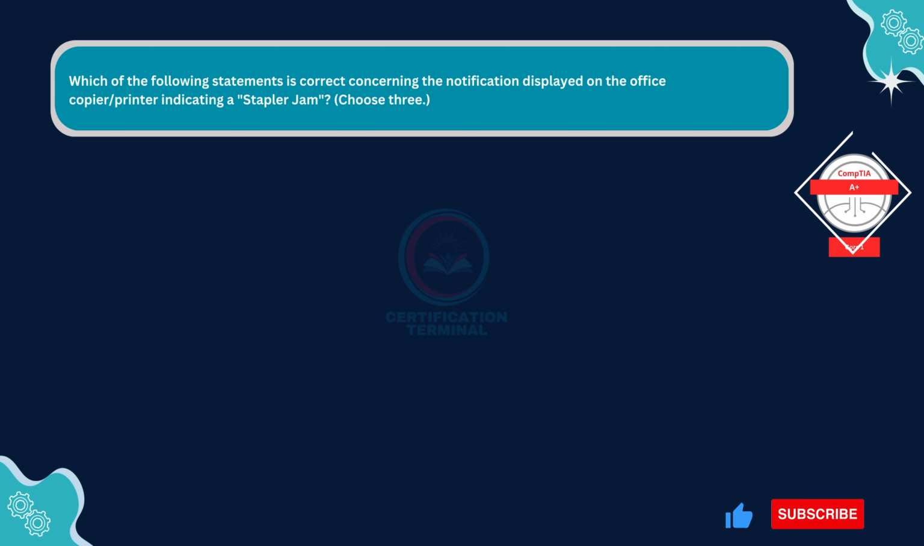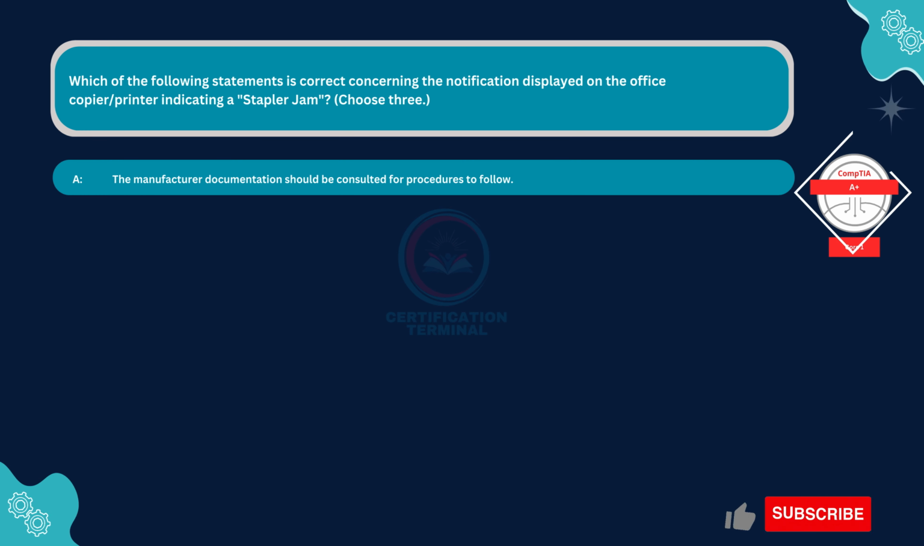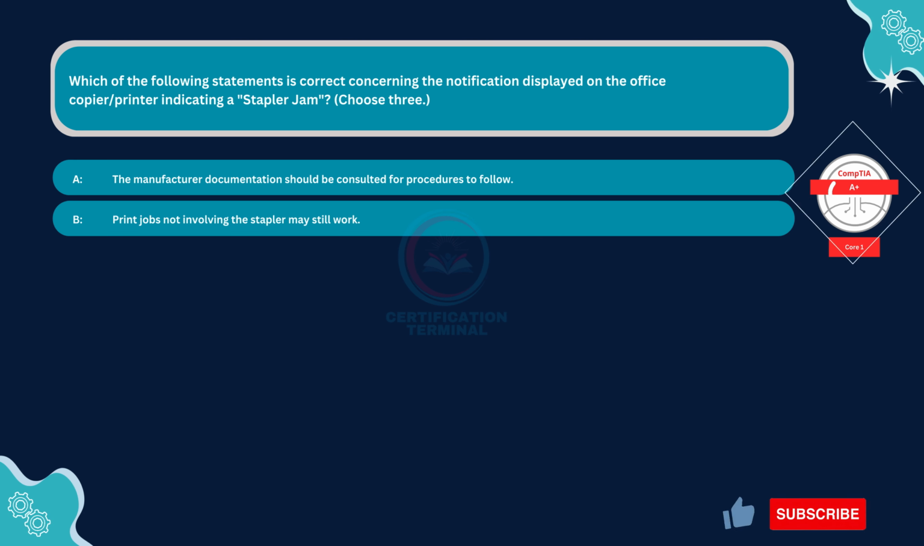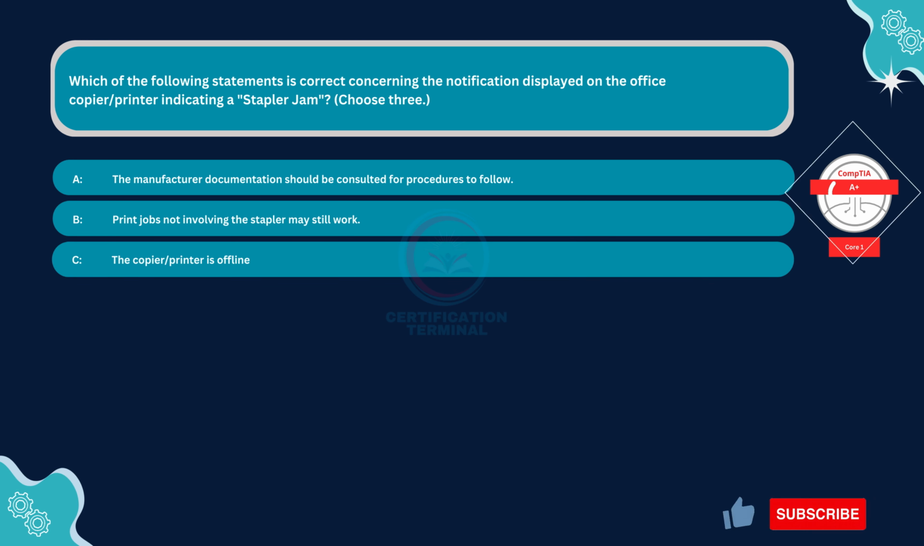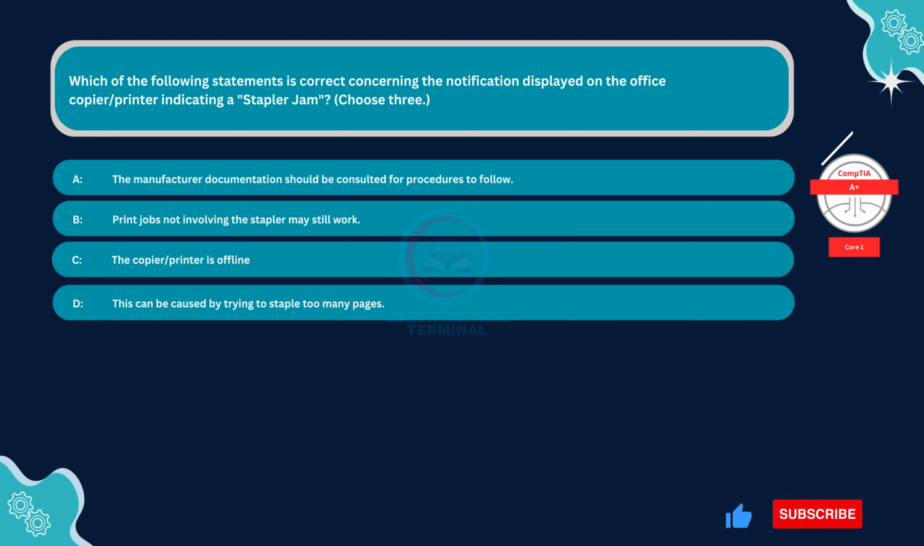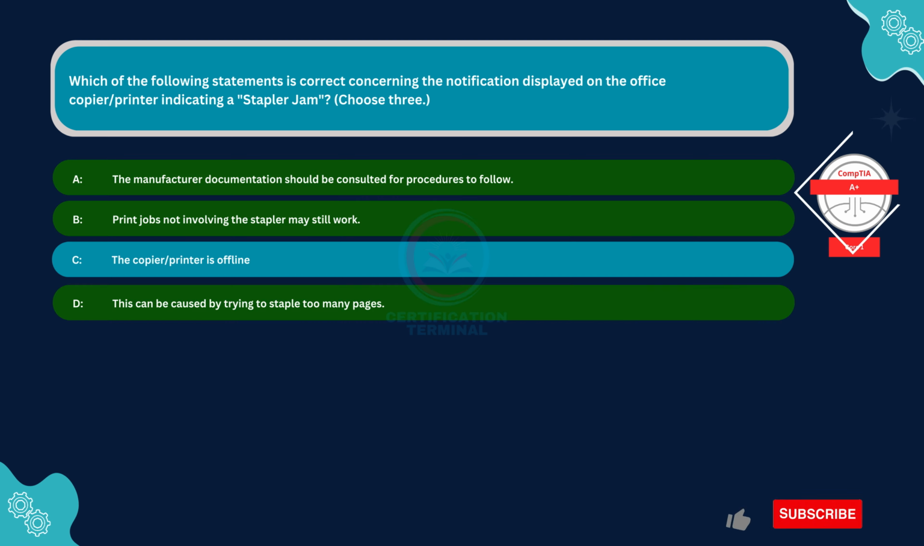Next question. Which of the following statements is correct concerning the notification displayed on the office copier or printer indicating a stapler jam? Option A. The manufacturer documentation should be consulted for procedures to follow. Option B. Print jobs not involving the stapler may still work. Option C. The copier or printer is offline. Option D. This can be caused by trying to staple too many pages. The correct answers are Option A, Option B, and Option D.